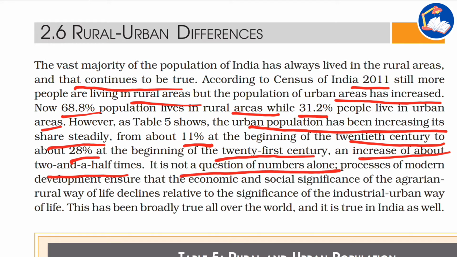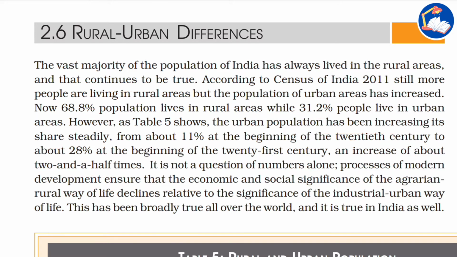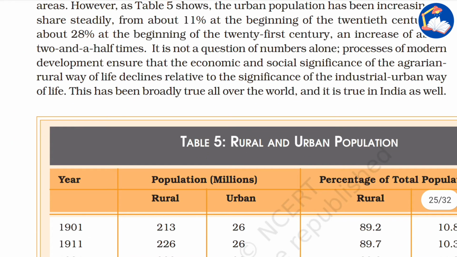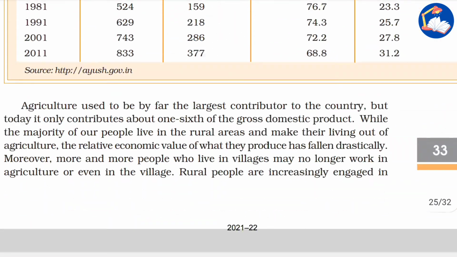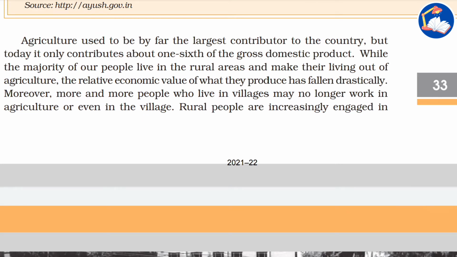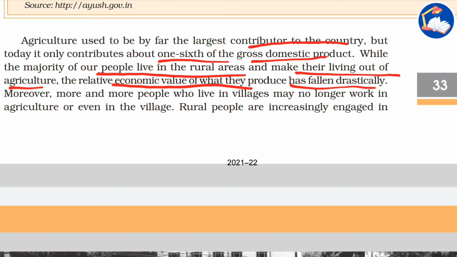It is not a question of numbers alone. Processes of modern development ensure that the economic and social significance of the agrarian rural way of life declines relative to the industrial sector, and a more industrial lifestyle is increasing in India. Okay, that is a major cause. Agriculture used to be by far the largest contributor to the country, but today it only contributes one-sixth of the GDP. And although the majority of our people live in rural areas and make their living out of agriculture, the relative economic value of what they produce has fallen drastically.